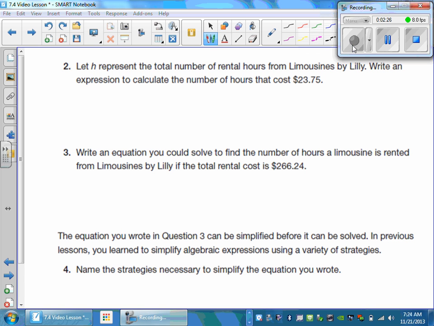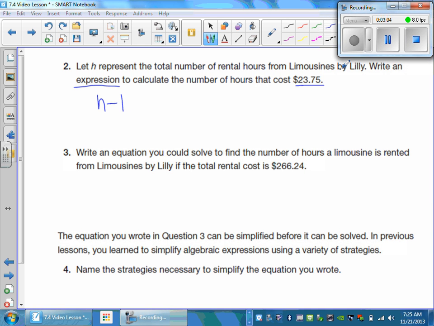Number 2 on the next page says, let H represent the total number of rental hours from Limousines by Lily. Write an expression to calculate the number of hours that cost $23.75. Remember, an expression is just letters and numbers. So if we're using H to represent the hours, and we're doing only the hours that cost $23.75, that's every single hour except for the first hour. So we can use all hours using the variable H minus the first hour.